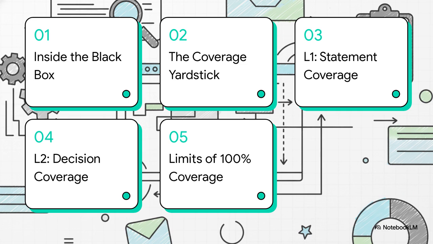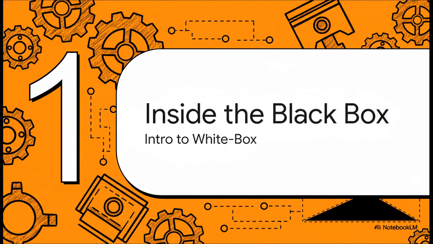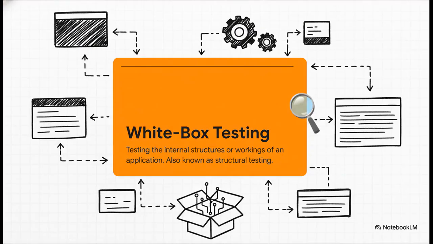Let's get into it. So, to really get what we're doing, we first have to talk about what we're not doing. See, most testing looks at an app from the outside, just like a user would. That's called black box testing. But today, we are popping the hood and looking at the engine itself. And that is what we call white box or structural testing.